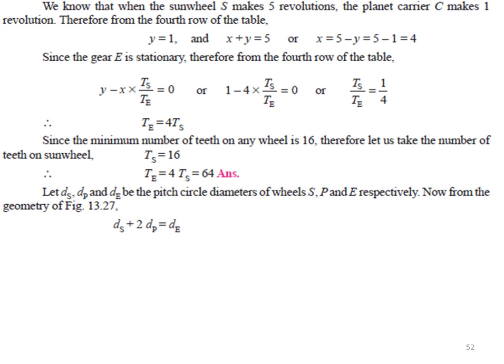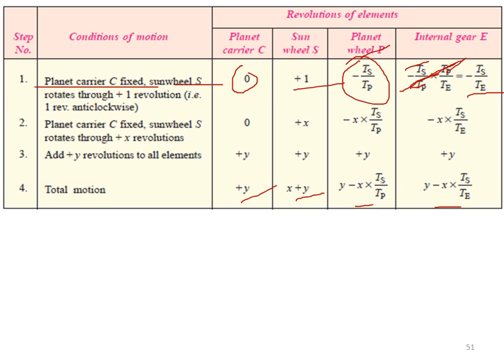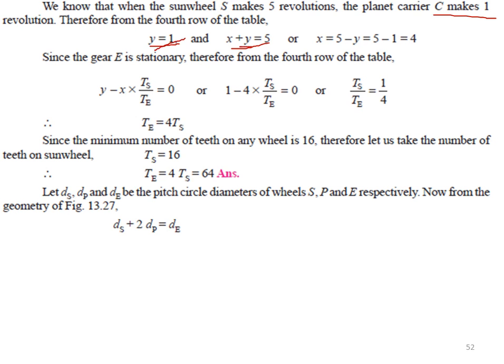So same conditions there. So when the sun wheel makes 5 revolutions, the planet carrier makes 1 revolution. Okay. So if y is equal to 1, then x plus y becomes 5. Means for the sun it is 5 revolutions. So we take the condition for fixed arm and then for sun wheel S. Okay. So y becomes 1 and x plus y equals 5. So from there you can get the x and y values. So if y is 1, x automatically becomes 4. And if gear E is stationary as given there, then this condition becomes 0.